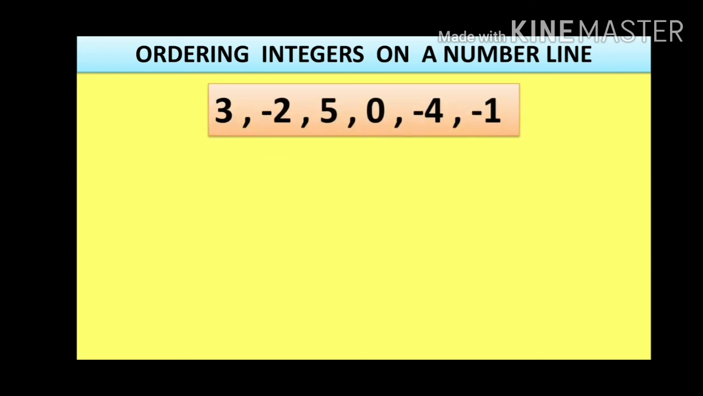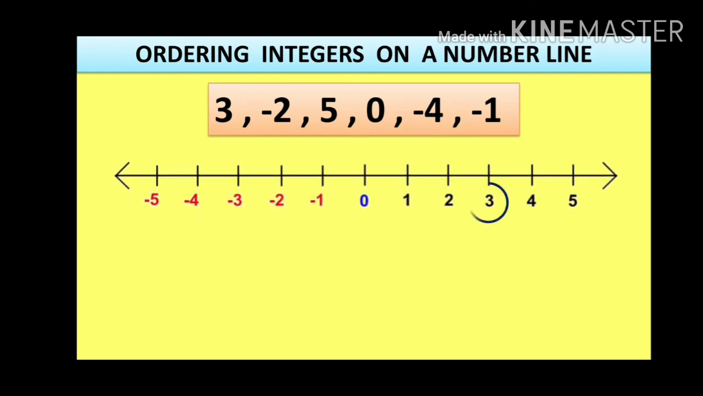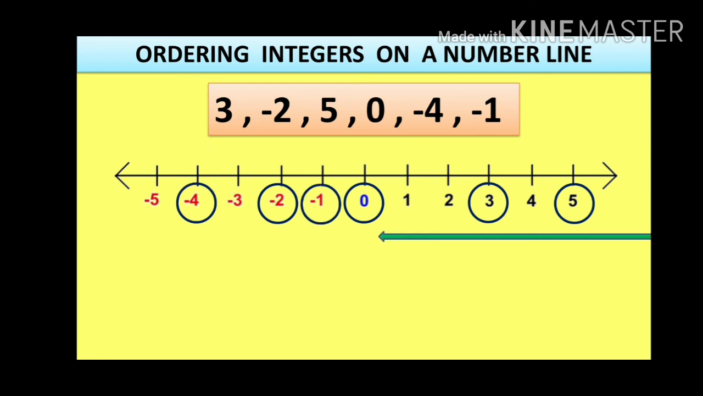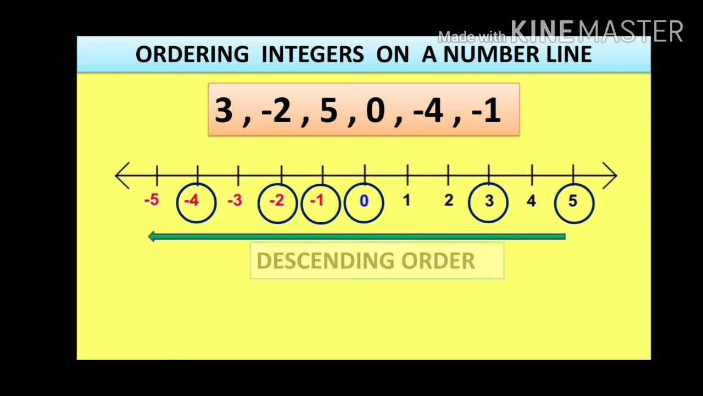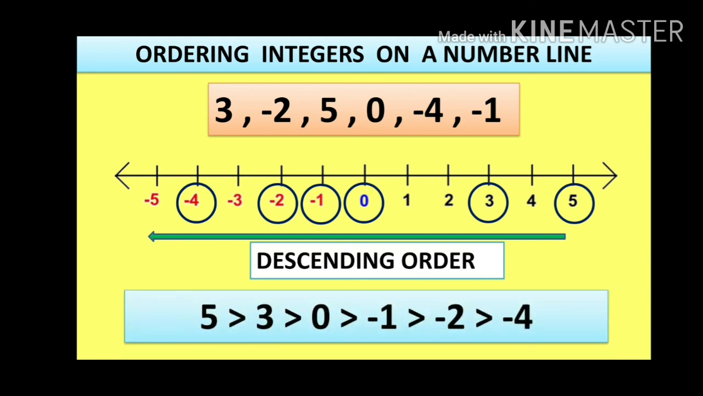So left to right. Let's take one more: 3, -2, 5, 0, -4 and -1. Same thing, we'll represent first 3, -2, 5, 0, -4 and -1. So we represented all. Now we will go from right to left. When we move from right to left, it is decreasing order or descending order. Starting from the right-hand side will be the largest one. So 5 is greater than 3, is greater than 0, is greater than -1, is greater than -2, is greater than -4. So 5 is the largest one and -4 is the smallest one.